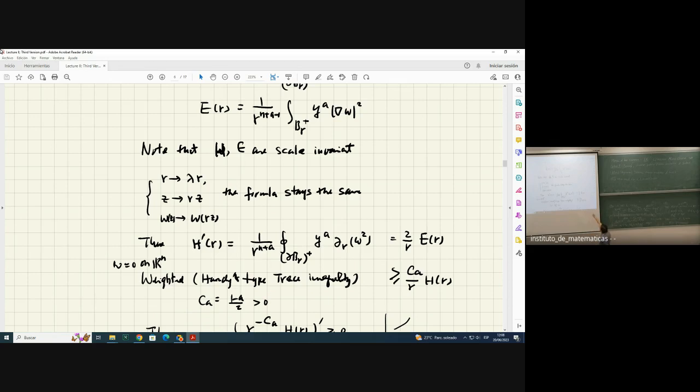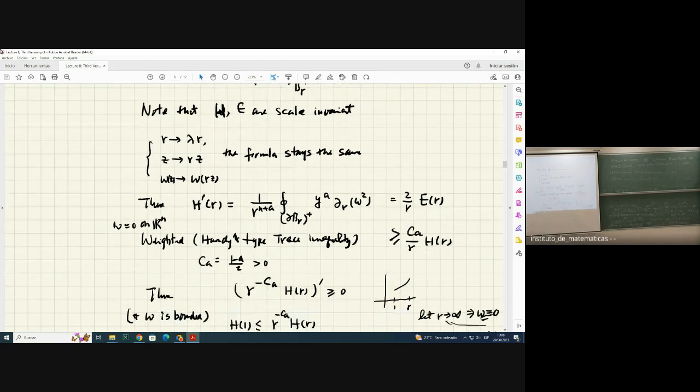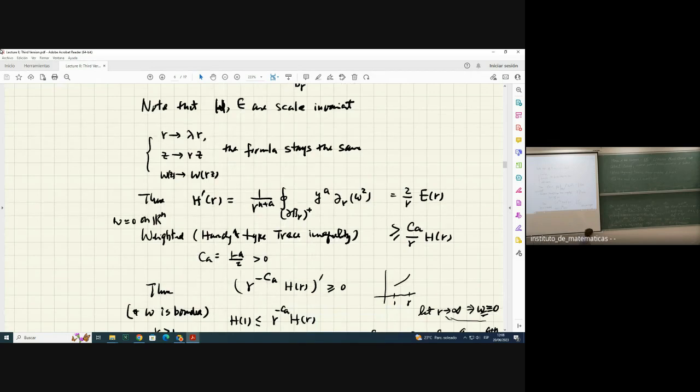So it turns out this E of R is greater than or equal to H of R over R. I mean, E of R is greater than C of A times H of R. And this C of A is 1 minus A over 2. So when A is less than 1, this C of A is positive. So that's a Hardy inequality. And thus, what we have is H prime of R is greater than or equal to C of A times H of R for some positive function. So that gives you some growth of H of R, and then this is monotonic.